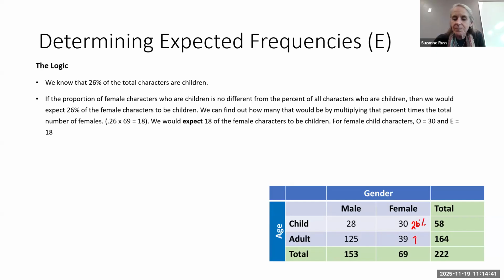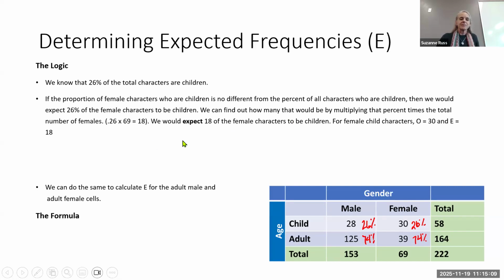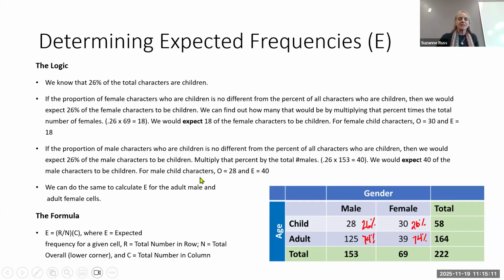And of the, 74% to be adult. And we would expect the same here. We'd expect 26% to be children and 74% to be adult. So that's the comparison we're making. I know this sounds really kind of boring now. We can figure this out by multiplying that percent times the number of females. We'd expect 18 to be children of the female characters.